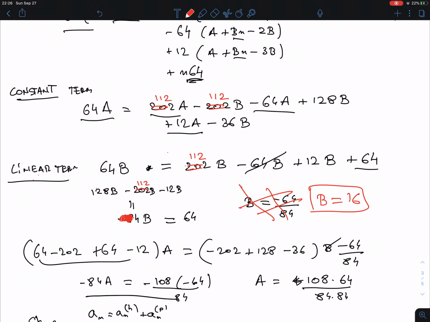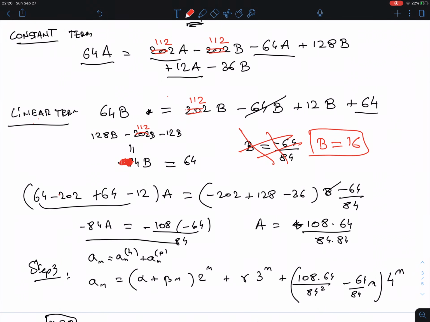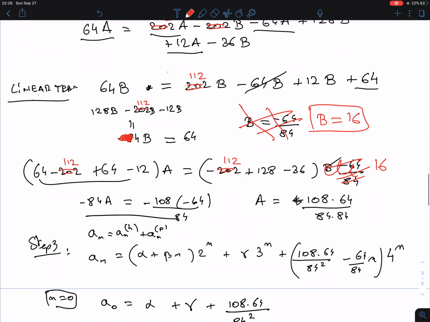B is 16. So I can plug this in here. So remember this was 112. This was 112, and this was just 16. So what we would get here, this would have been therefore just 4 again, right? Yep, and then this would have been, let's see what we get here. So that would be 16 minus 36, so minus 20.